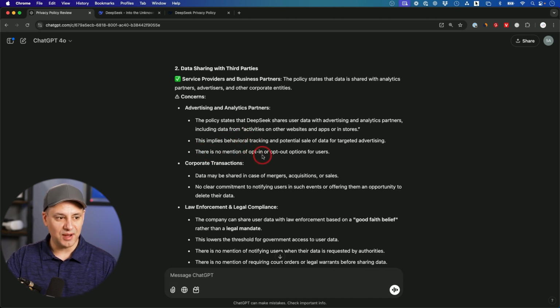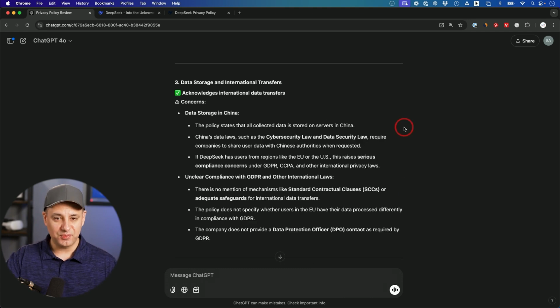There is no mention of opting in or opting out of these options at all, like I mentioned. Now, this third one is probably the most concerning, related specifically to how the data is stored. The policy states that all collected data is stored in servers in China. This is when you use the website. That's the case. There is a way around that where you don't use the website. I'll mention that in a second.